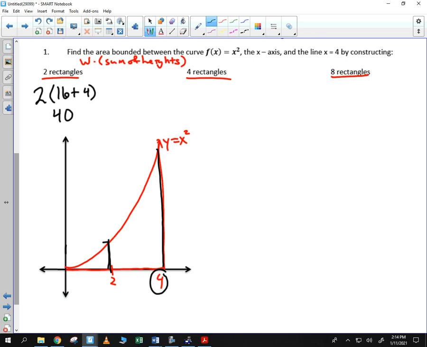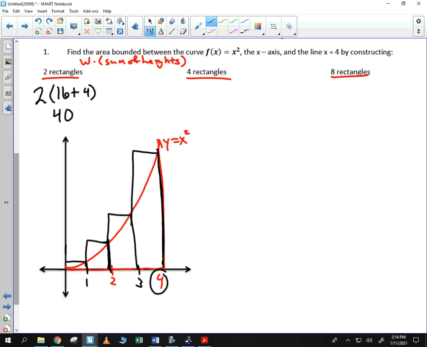Now I have 4 rectangles I'm looking at. So that means that I'm going to have divisions at 1, 2, 3, and 4. Or the width is going to be 1 each time. I always go to the right side. So from 0 to 1, I go over to 1. From 1 to 2, I go over to 2. 2 to 3, I go over to 3. And 3 to 4, I go over to 4. So always make sure you're drawing it on the right side of the interval.